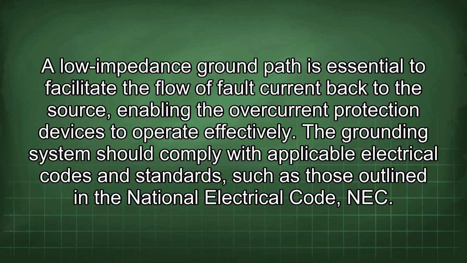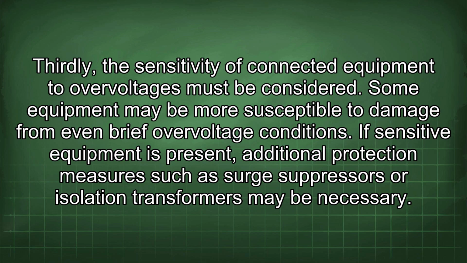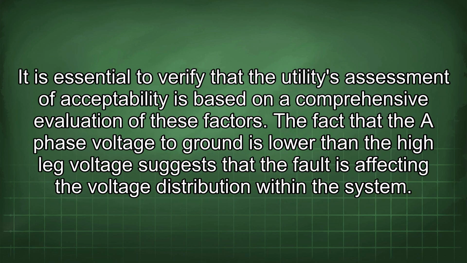The grounding system should comply with applicable electrical codes and standards, such as those outlined in the National Electrical Code (NEC). Thirdly, the sensitivity of connected equipment to overvoltages must be considered. Some equipment may be more susceptible to damage from even brief overvoltage conditions. If sensitive equipment is present, additional protection measures such as surge suppressors or isolation transformers may be necessary. It is essential to verify that the utility's assessment of acceptability is based on a comprehensive evaluation of these factors.